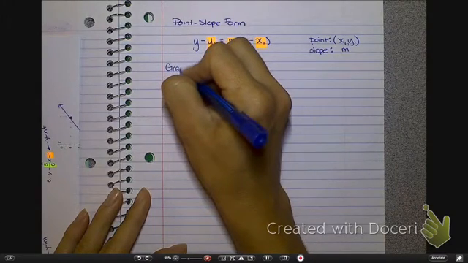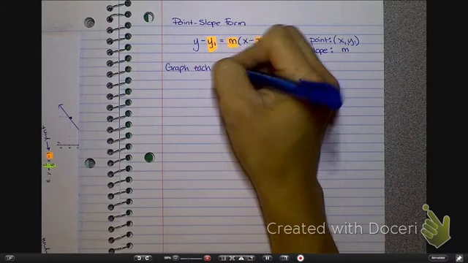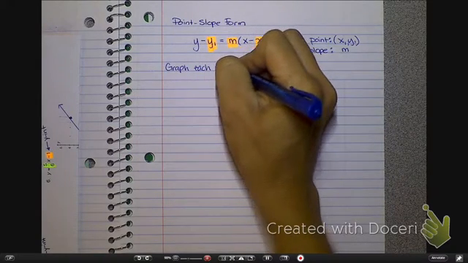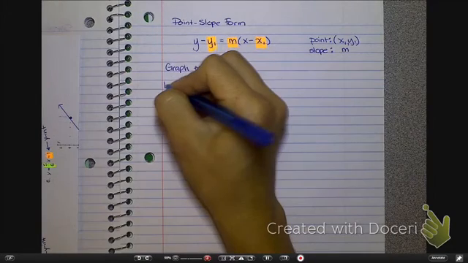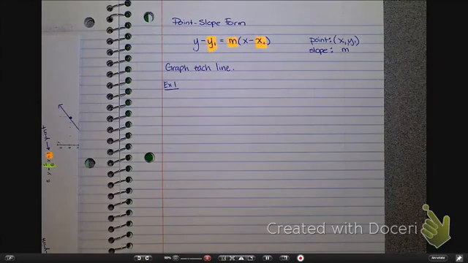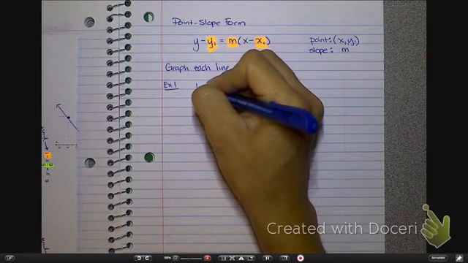So our first example, we're going to graph each line given the line in point-slope form. So here's your first example, and today, I'm sorry I didn't have time to print any graphs for you, but you're going to need to draw a couple graphs, okay? Alright, so here's your first one.